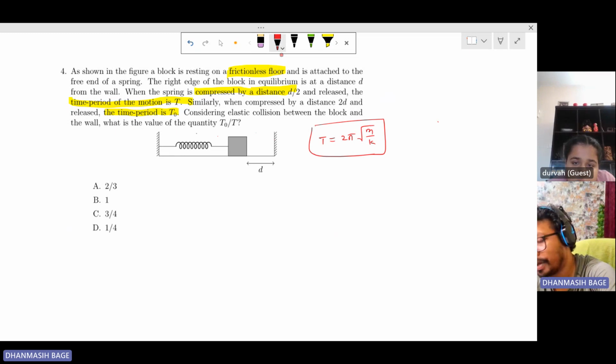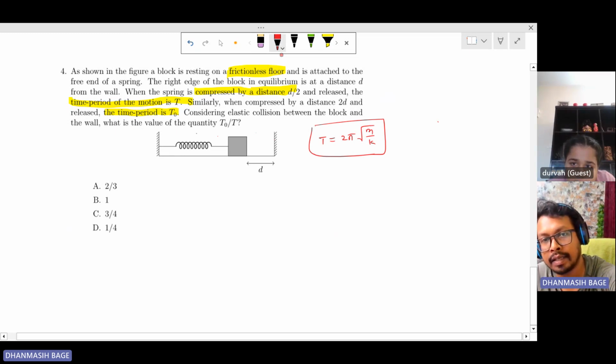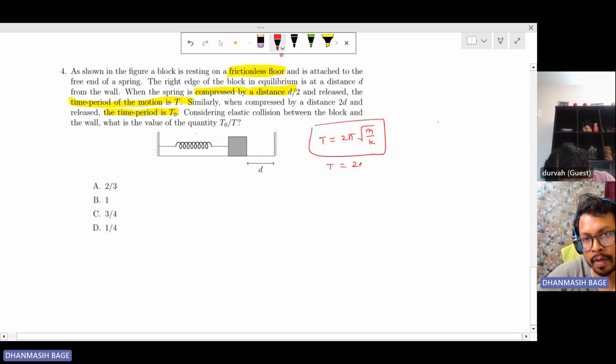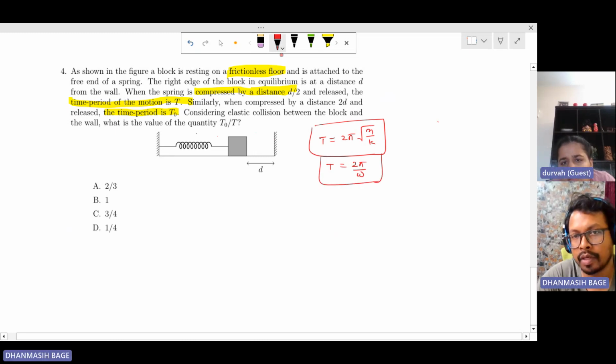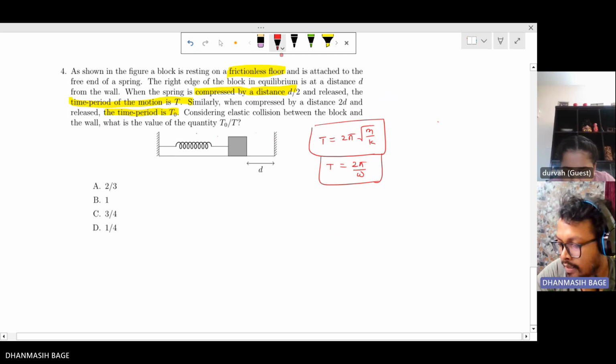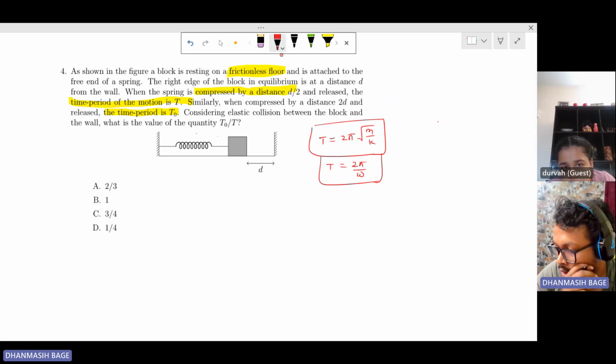Time period and omega are completely independent. Time period can also be given by this: time period is equal to 2 pi by omega also. That is also one of the formulas. That's one thing. And here just see that there are two cases. First case is very, very obvious.